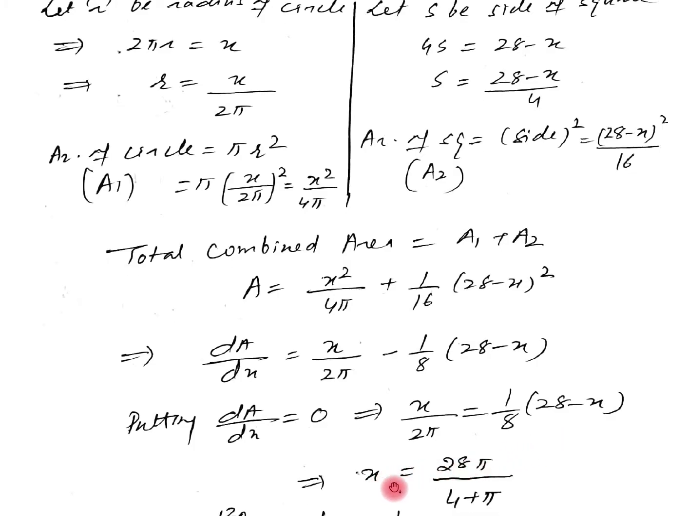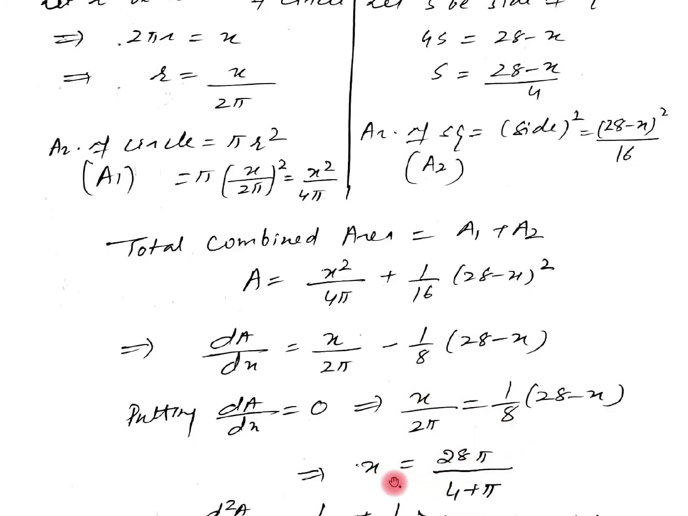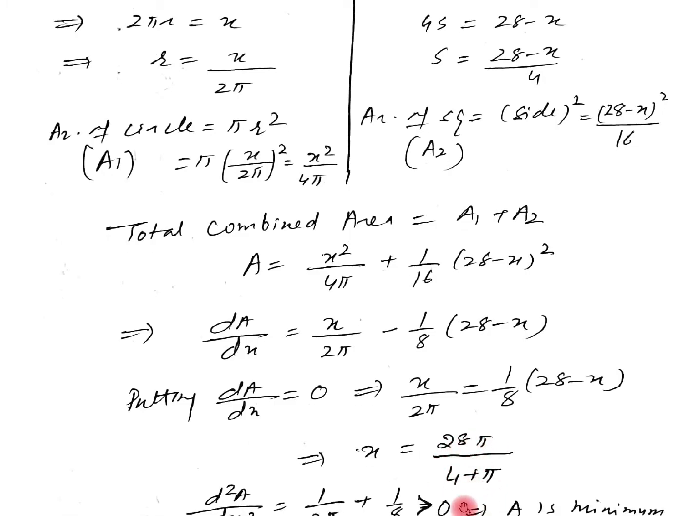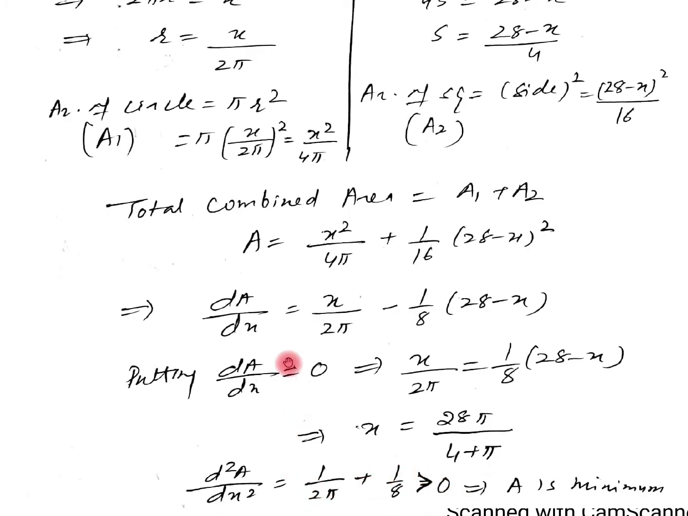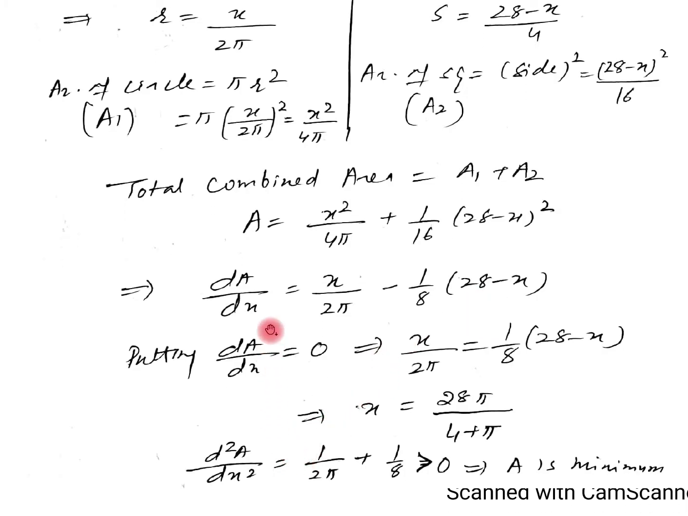So simplifying here, we are getting x equal to 28 pi upon 4 plus pi. Now again we have to find the second derivative, because we have to check that this is a minimum. It is 1 upon 2 pi, minus 1 upon 8 as it is, and the derivative of this is 0 minus 1, then minus minus plus. So it will be 1 upon 2 pi plus 1 upon 8, and it is always positive.